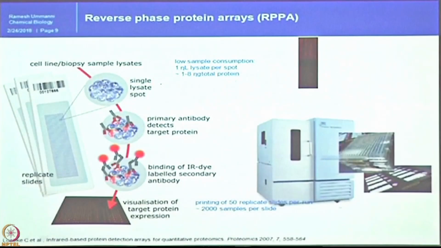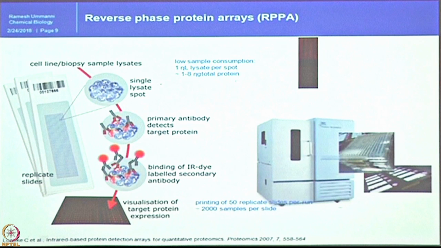So the total protein you will spot, depending on the intensity or the protein of interest, is between 1 to 8 nanogram of total protein. Once you spot, the array slide looks like here. Then of course, to print such a high density array, you need a sophisticated machine. You cannot simply spot with a pipette, and this machine is really useful nowadays, meant for reverse phase protein arrays, which can print 50 replicate slides per run with 2000 samples per slide.